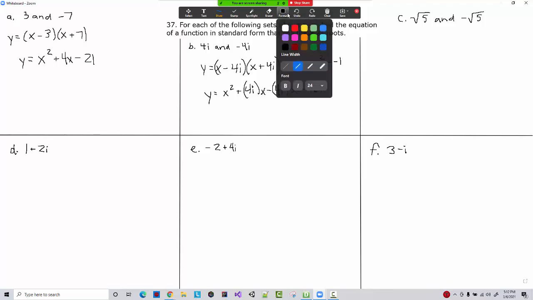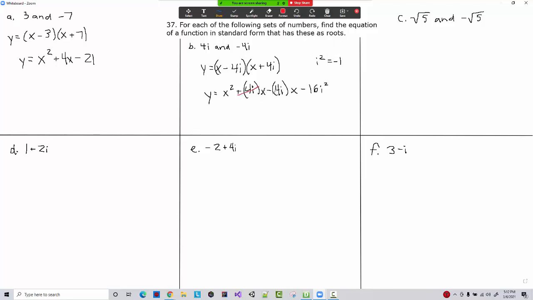And so what we see here is that this plus 4ix minus 4ix, those will cancel out, and we basically just end up with y equals x squared. Now keep in mind this is a -1. So what this really means is -16 times -1, which is plus 16. And there we go. These middle terms canceled out. There is my function given these roots, given these solutions.